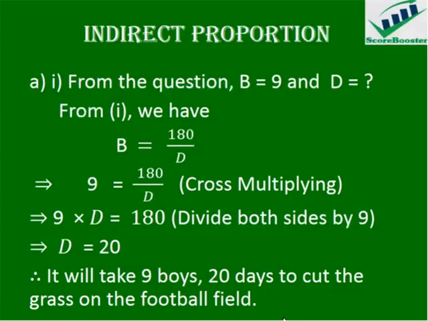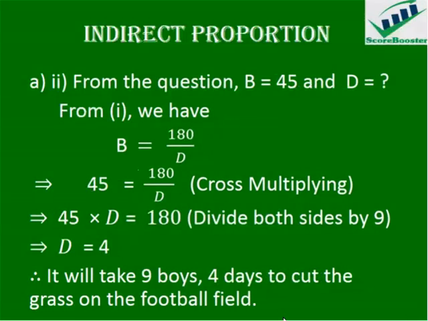Also, we were told: what will happen if the number of boys increases from 15 to 45? How many days will it take those 45 boys to cut the grass on that same football field? So we'll also go back to the relationship from 1. This is the relationship: number of boys equals 180 divided by number of days. And the number of boys here is 45. We are to obtain the number of days. 45 equals 180 over D.